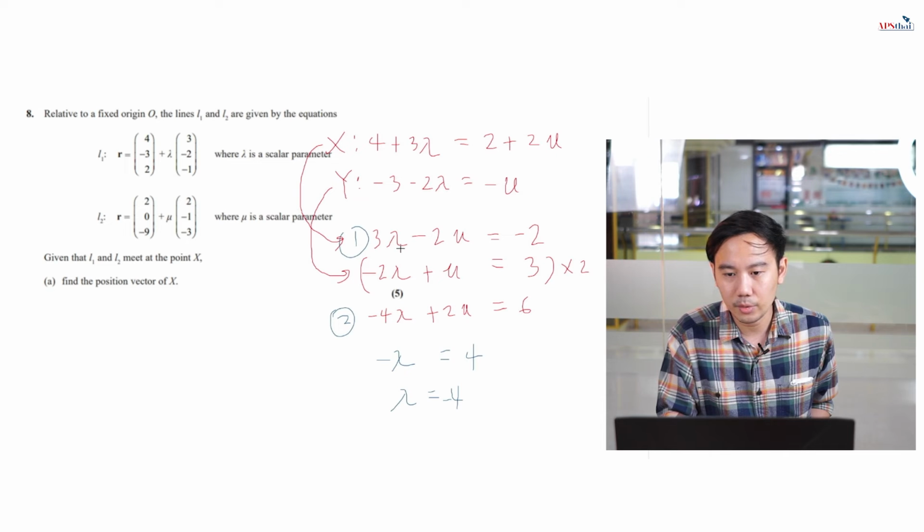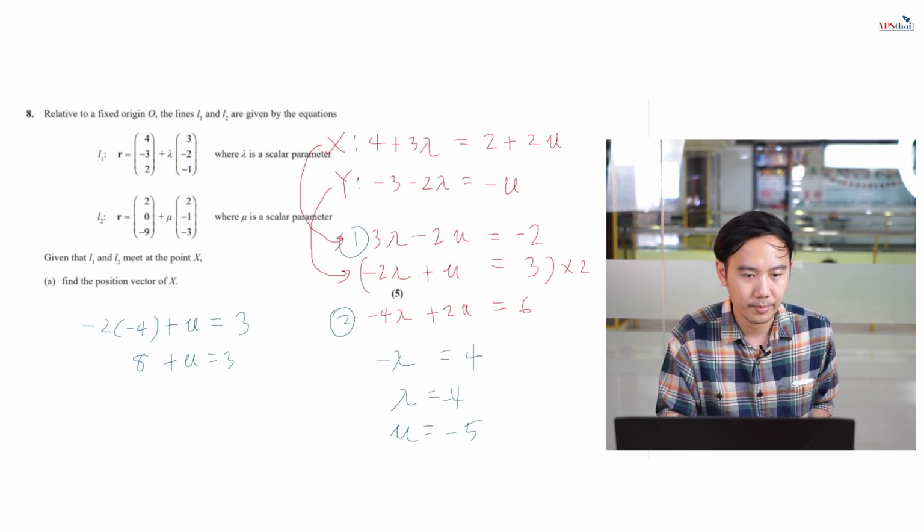If lambda equals negative 4, I can plug it back in somewhere. I'm going to plug it back in here. So I have negative 2 times negative 4 plus mu equals 3. So this will be 8 plus mu equals 3, which means that mu has to be negative 5. Since now we have our mu and lambda, we can plug these values back in to find the coordinates, and they will all be the same thing.